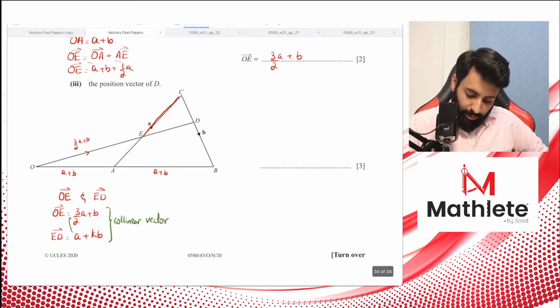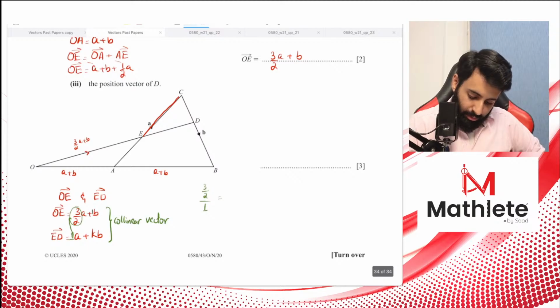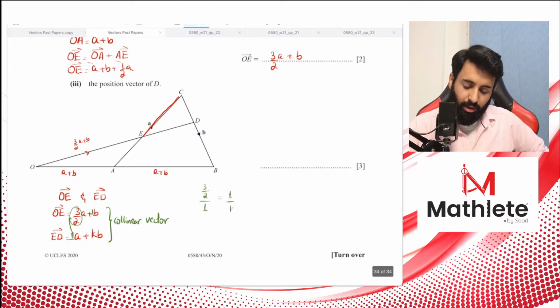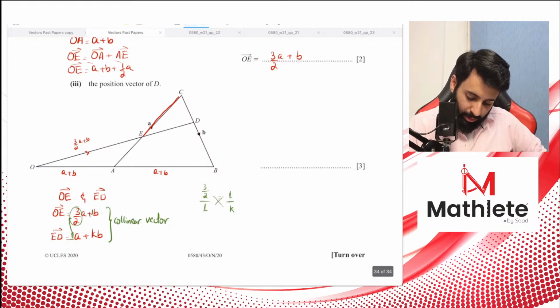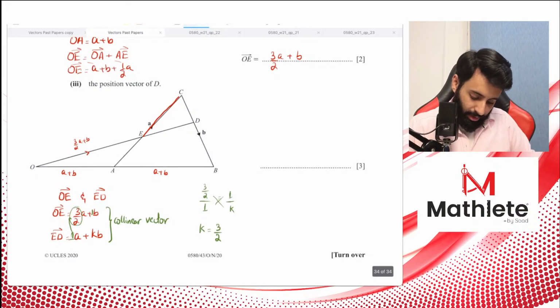So here's what we do. We take the coefficient of A from OE, which is 3 upon 2, and we divide it by the coefficient of A from ED, which is 1. Then we take the coefficient of B from OE, which is 1, and the coefficient of B from ED, which is K. Now if you cross multiply, you get 3 upon 2K equals 1, which means that K is equal to 2 upon 3. So K is equal to 2 upon 3B.